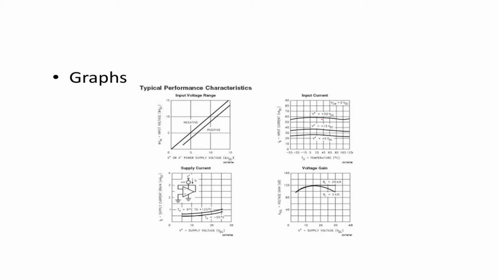Then you can have graphs. You can have typical performance characteristics shown in terms of graphs, like an input voltage range graph, and an input current graph with respect to temperature or power supply. You can have a supply current graph and a voltage gain graph. So any two quantities are compared together on a graph, and their relation is shown for the typical performance, whatever you want for that particular component, system, or device.